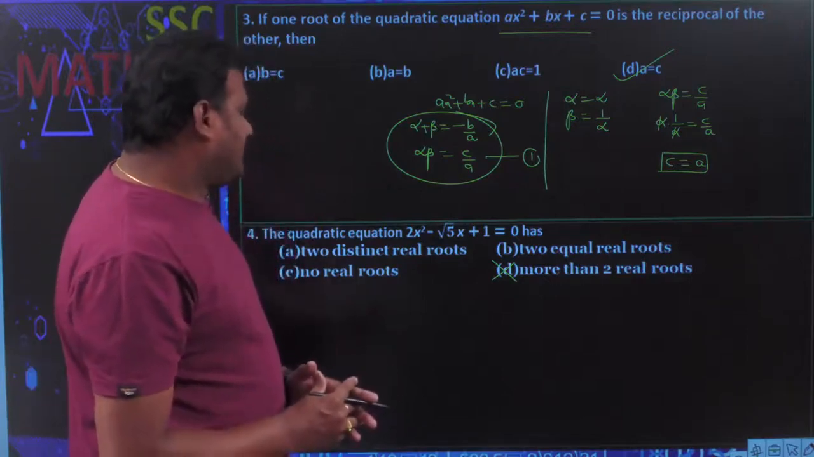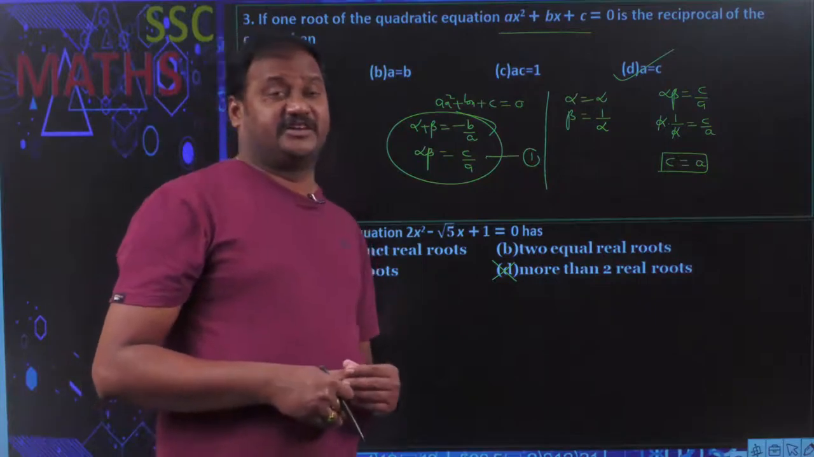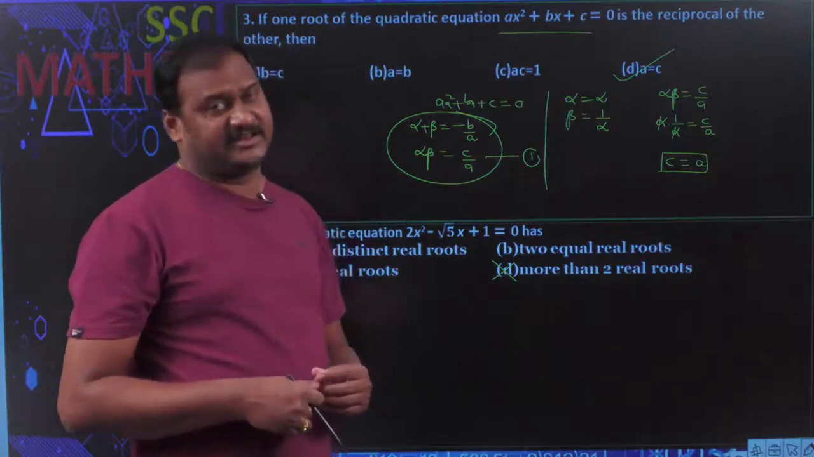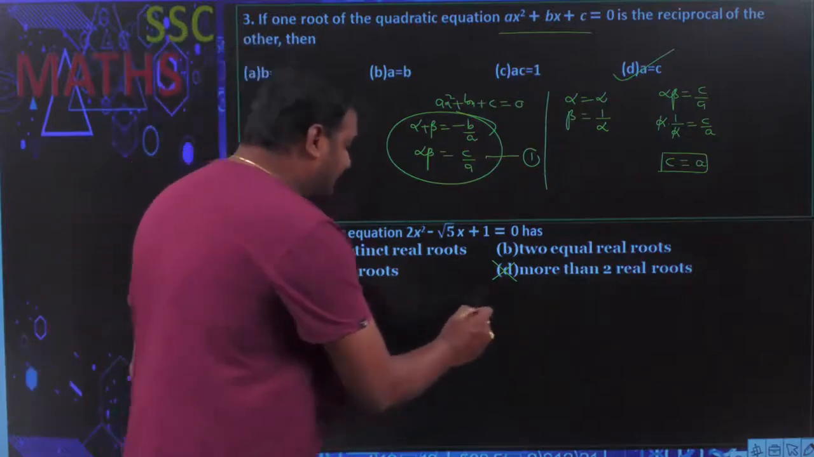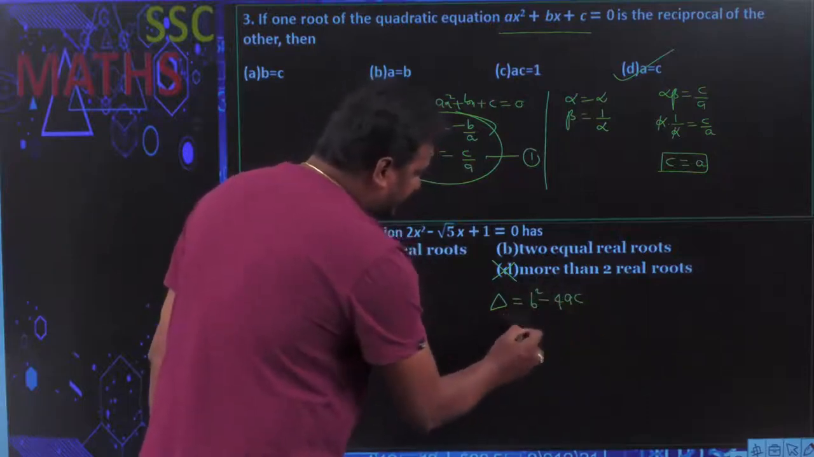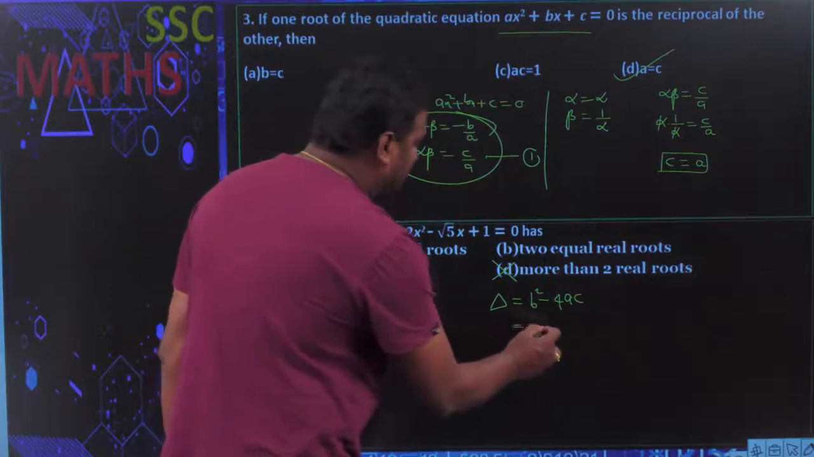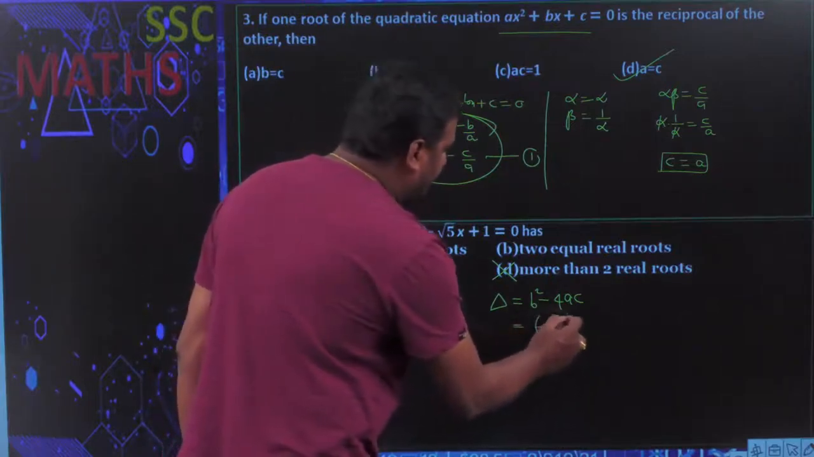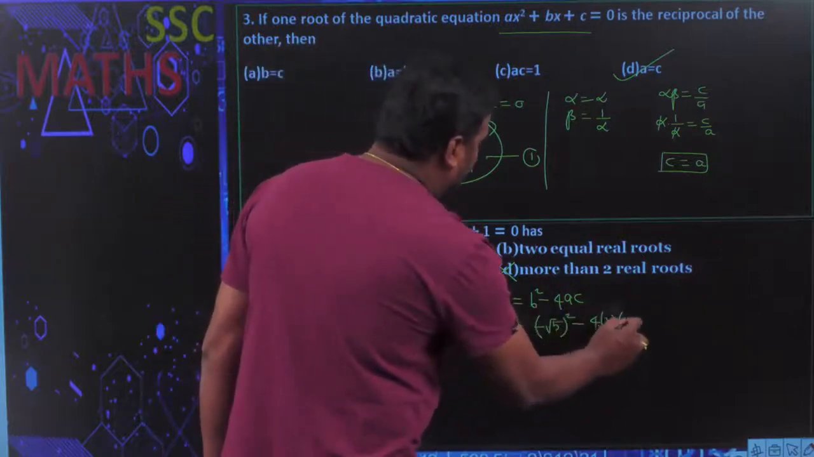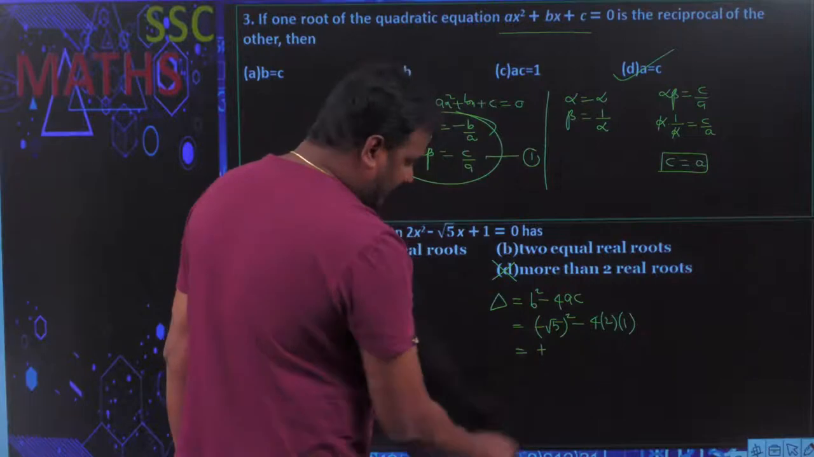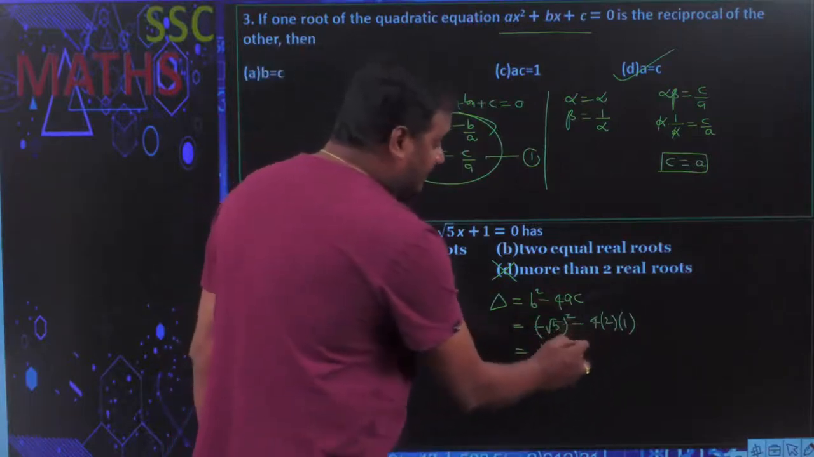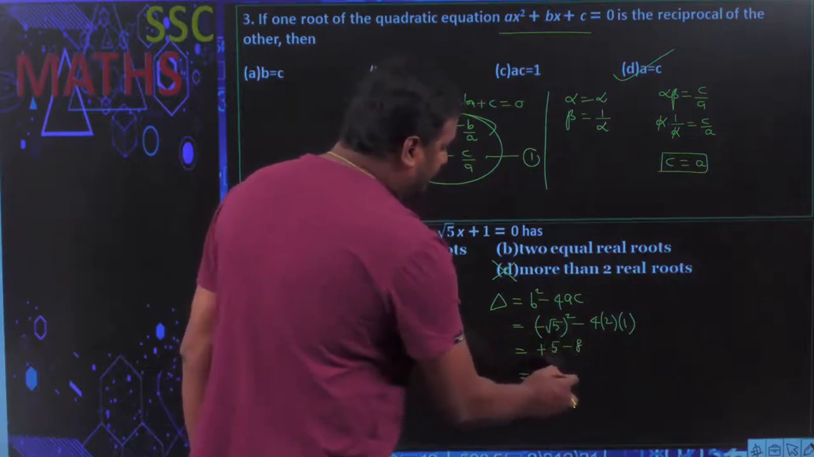And to check what kind of roots they are, I will have to check whether the discriminant is greater than 0, less than 0, or equal to 0. So the nature of the roots depends on the value of delta, that is b square minus 4ac. Here the value of b is minus root 5, so minus root 5 whole square minus 4ac, 4 into a is equal to 2 and c is equal to 1. Root 5 whole square is equal to 5, minus 4 twos are 8 into 1 equal to 8. 5 minus 8 equal to minus 3.